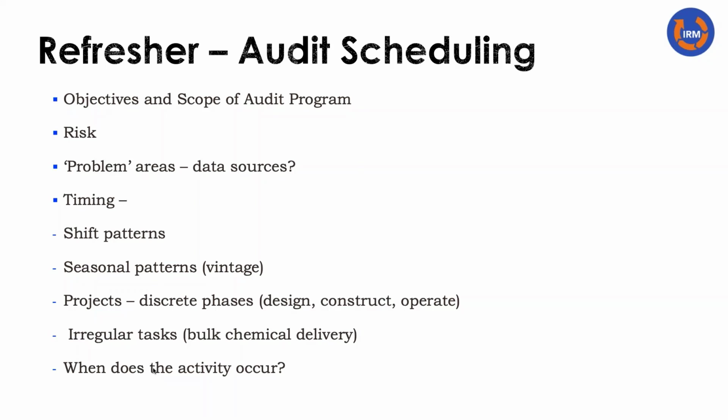I do see audit schedules where all the regular tasks are covered. Bulk chemical delivery, though, is a good example of an irregular task where the risk can often be a lot higher for some of those low likelihood activities. If that's the case, then we should consider them. Let's find out from the operations manager when the next delivery is due, and let's do the audit when it's occurring. We'll get a higher value, more effective audit.